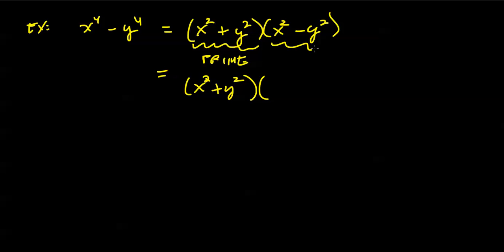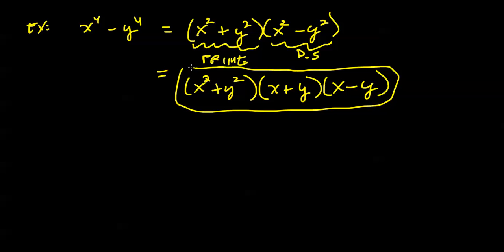And of course, x squared minus y squared is a difference of squares. I can factor this as x plus y times x minus y. And again, you can rearrange the order of these factors in any way you like. And there's my final answer.